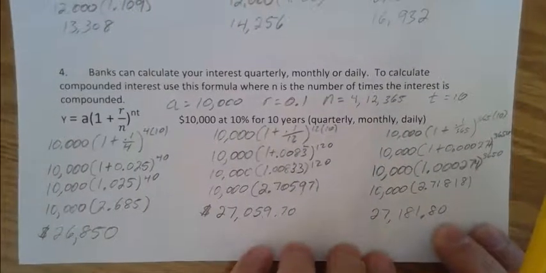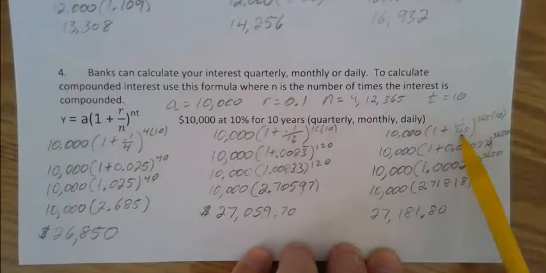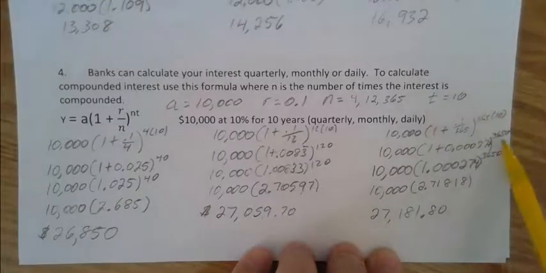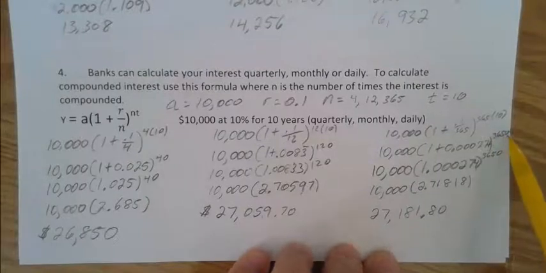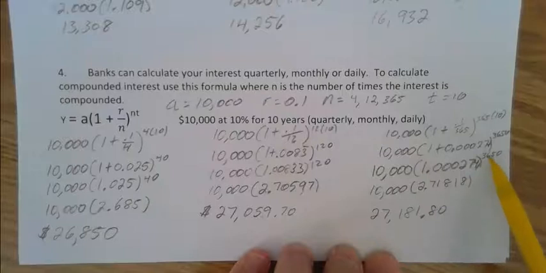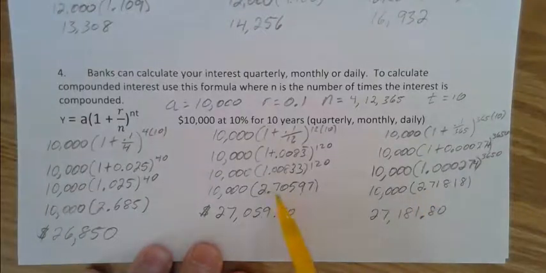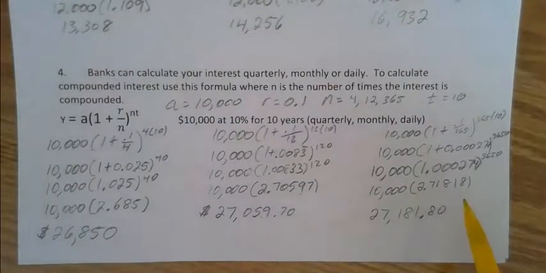Now, what about if I do it daily? Well, daily, I'm going to go 0.1 divided by 365. I get a really small number here, okay? But I'm also going to have 365 times 10, which is going to be 3,650 here, okay? And then when I do this number to 3,650, again, I get something now that's a lot closer here, okay? But how far do I go out for my rounding? Well, the more exact you want it, the more decimal places you're going to have.